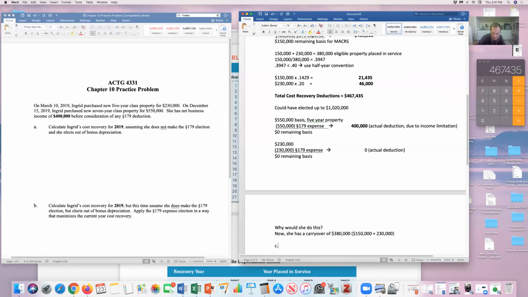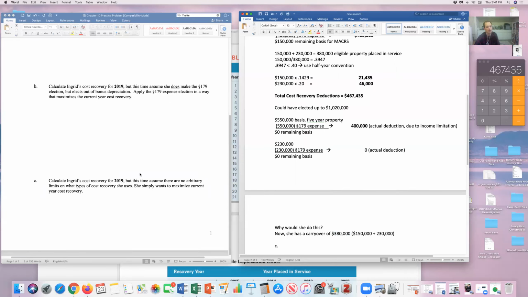All right, lastly, let's think about part C. Part C is more realistic. It says calculate Ingrid's cost recovery for 2019. This time assume there's no arbitrary limits on what types of cost recovery she uses. She just wants to maximize her current year cost recovery.